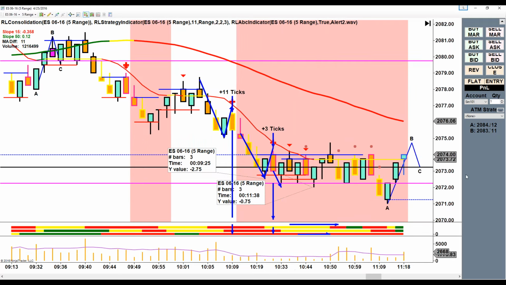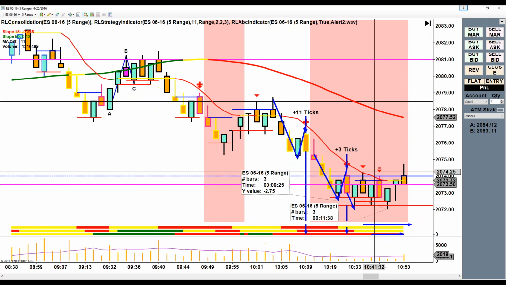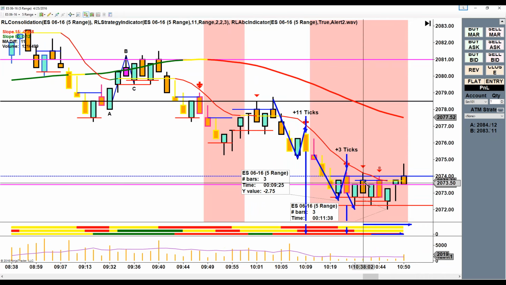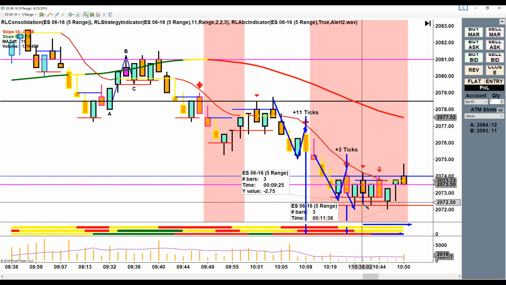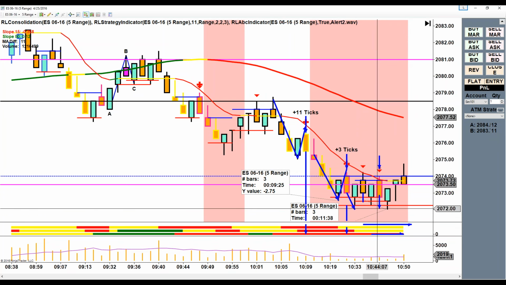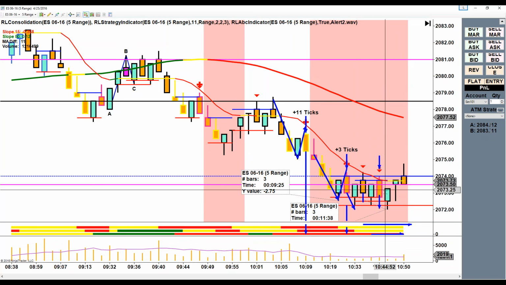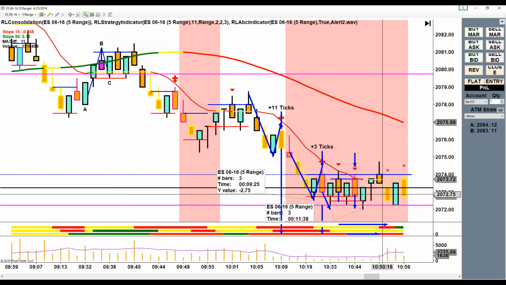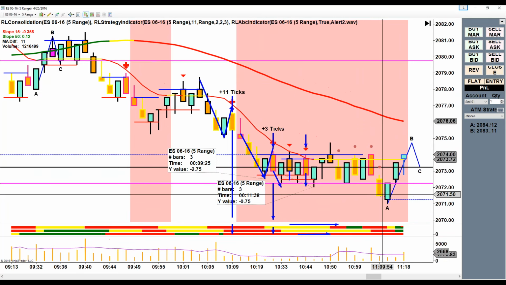And look what happened to the trades. With the correlative markets, this is a loser. This is a loser. Every one of these trades without the correlative markets doesn't go anywhere. That's how powerful they are.